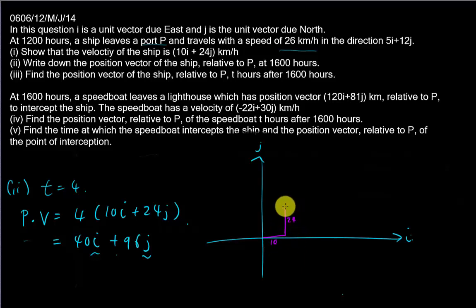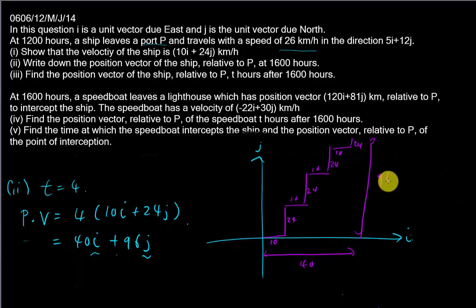So 4 hours, that means you're going to move 4 times 10, 24, 10, 24, and 10 and 24. You just assume it's 24 because I couldn't touch this one. So this is 10, 10, 10. This is 24, 24, 24. That means this is every 1 hour. So after 4 hours, total here will be 40, because 10 plus 10 plus 10 plus 10, 4 times 10, which is 40.